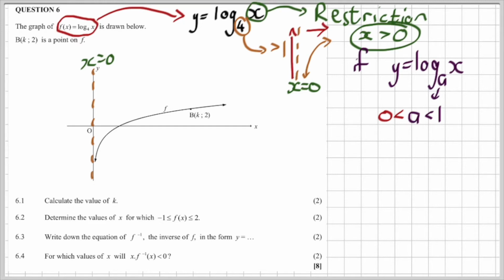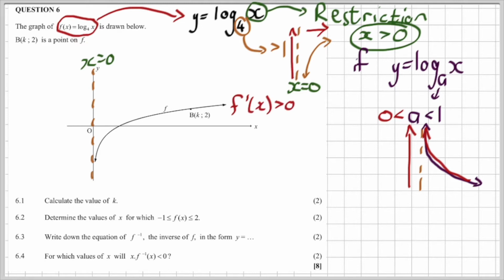Now, if a is smaller than 1, then as my y values increase, my graph goes towards the asymptote, okay? A little bit different from if a is bigger than 1. And I know I'm going into a lot of detail, but I want you to understand this. So if I look at this now, I feel like I'm ready to answer the question. But let's see what is next.